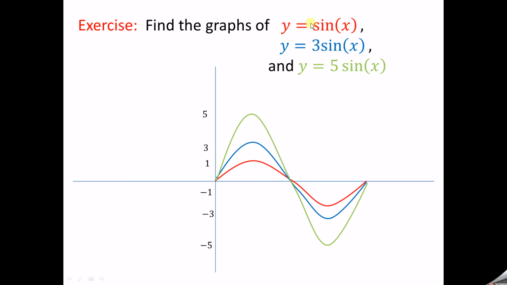Only difference is in the range. Here a is 1, a is 3, a is 5. For all three functions, the range is different. For the first function, the range is between minus 1 and plus 1 because a is 1. For the second function, the range is between minus 3 and plus 3. For the third function, the range is between minus 5 and plus 5.